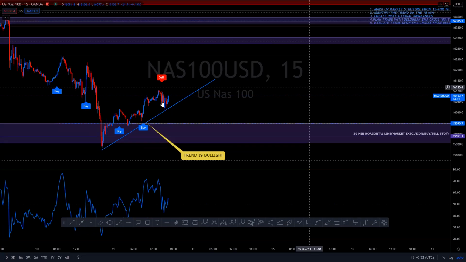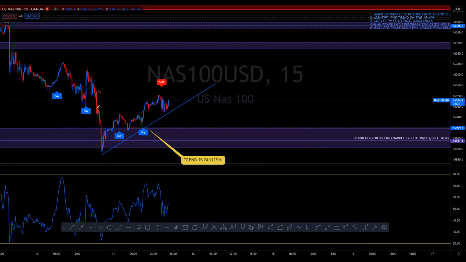So I'm going to zoom in. You see here, they sent price down. This is an imbalance in this area, and this is an imbalance as well. But there was a buy order that got left open because price trended down so hard.